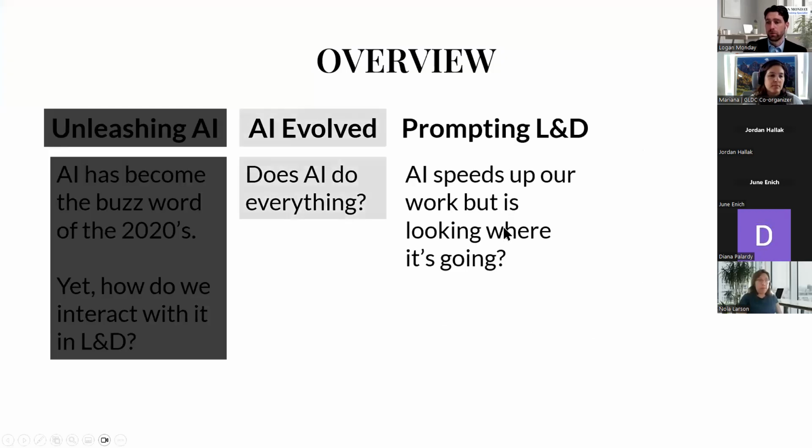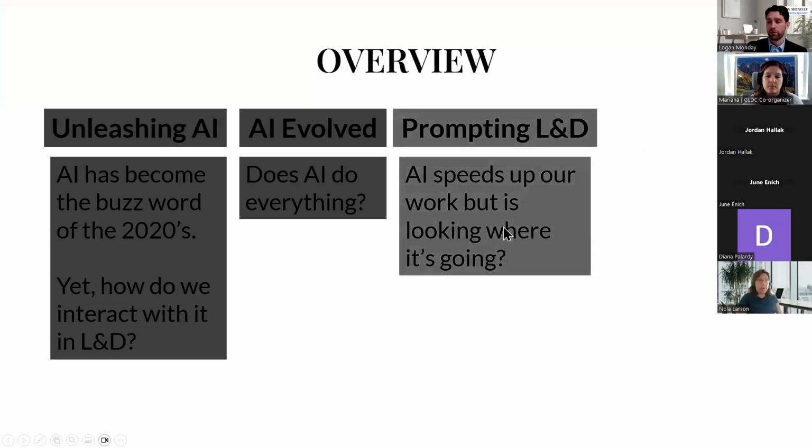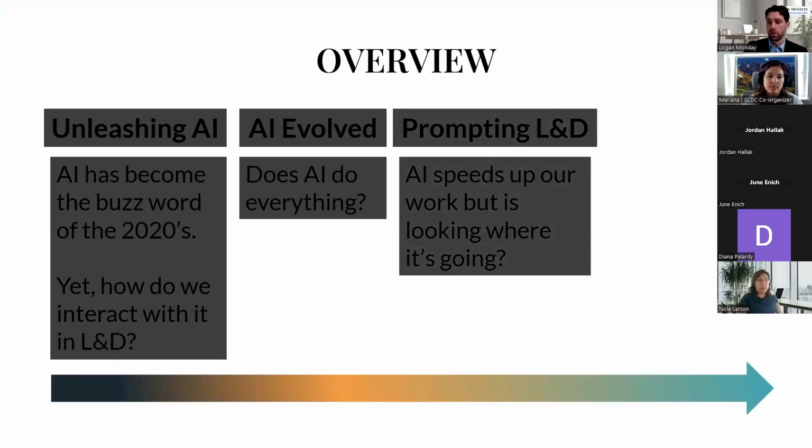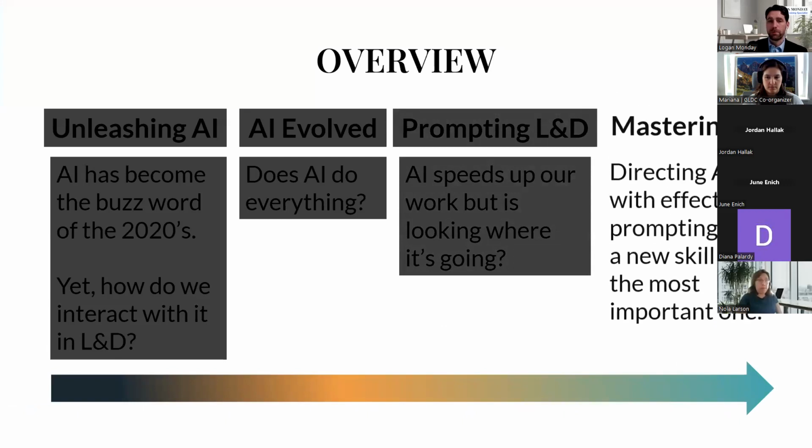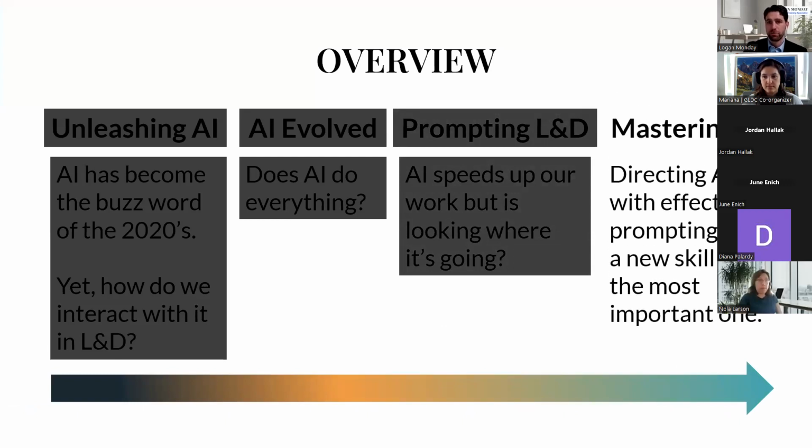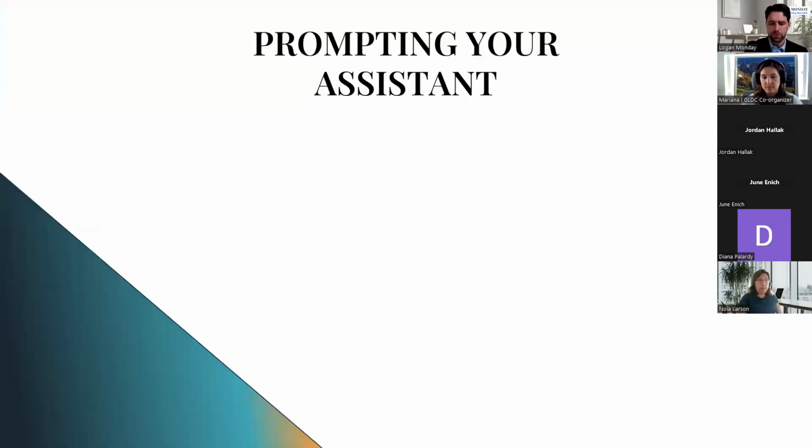Let's look at how it goes through. So we've gotten to these points, but we want to master it. We want to master how our judgment can direct the AI. So how can we do that? Well, you're going to want to think of it as your assistant and prompt it.